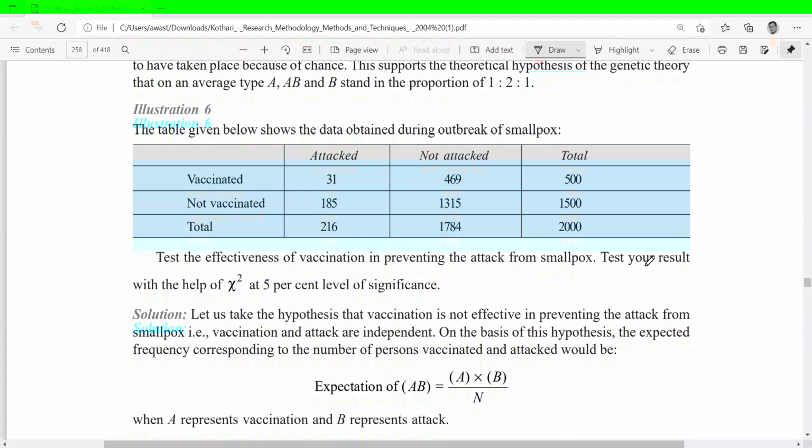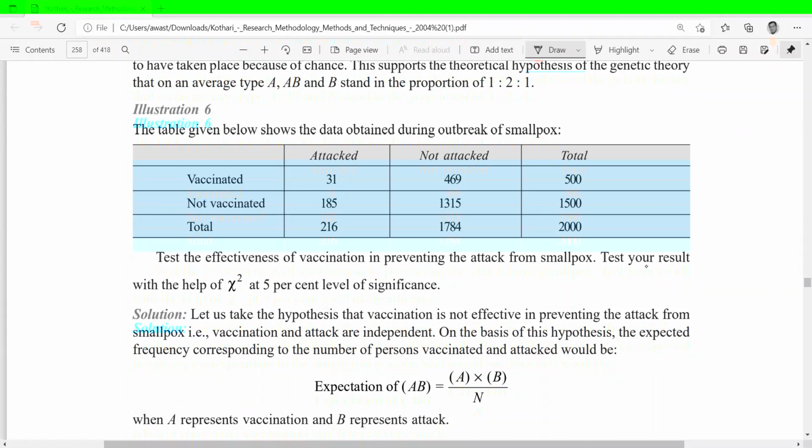In the previous video, we discussed the chi-square test as a goodness of fit test. Now we are going to discuss the case when we have data in tabular form. Here we have two attributes: attacked by smallpox or non-attacked, and respondents vaccinated or non-vaccinated. In this case, we have a total of 2000 respondents.